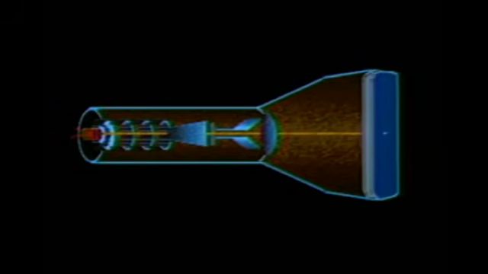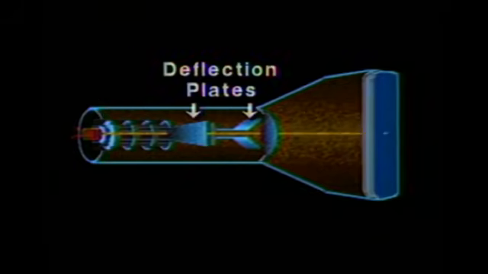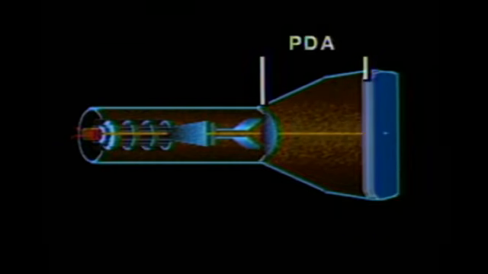A typical CRT consists of a heater, cathode, grid cup, the focusing ring, the accelerating anodes, the vertical and horizontal deflection plates, the mesh, and the post-deflection anode. The electron beam is generated by the heater and cathode. The heater heats the oxide-coated cathode, which then emits electrons.